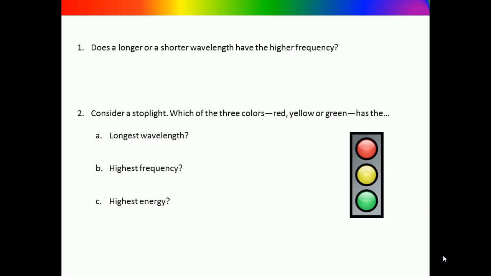Pause the video and try these problems which are in your notes. When you are ready, restart the video for the answers.